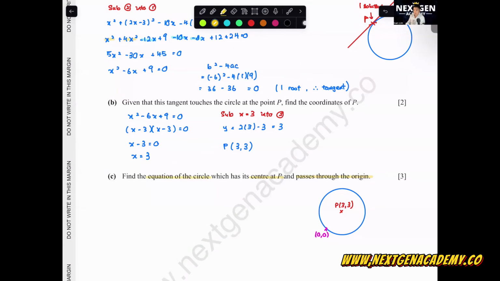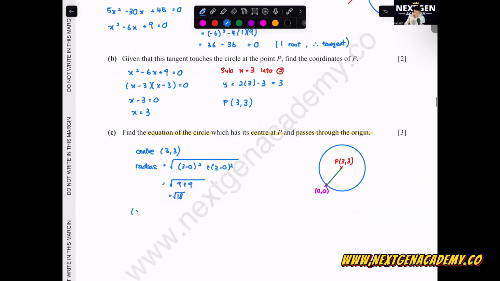What do we need for the equation of a circle? We need the center and the radius. That's all. The center we have already, right? So the center is (3, 3). What's the value of the radius? We can just use the length between the center and the origin. So the radius is the square root of (3 minus 0) squared plus (3 minus 0) squared. 3 squared is 9, so 9 plus 9, which is 18.